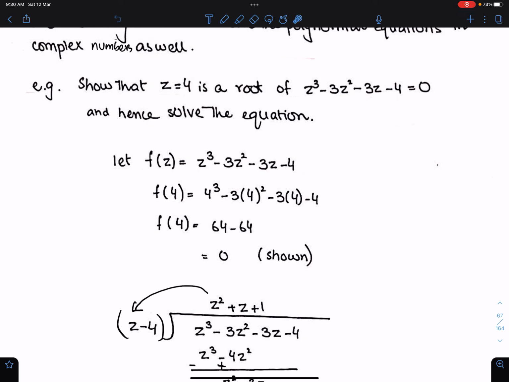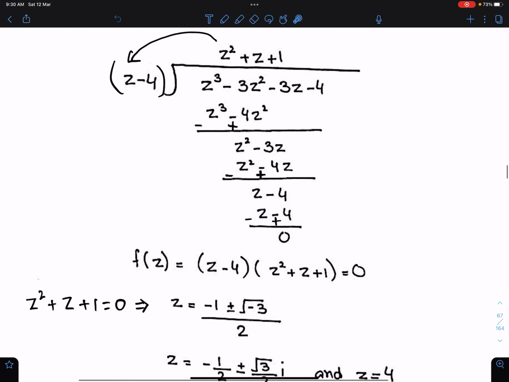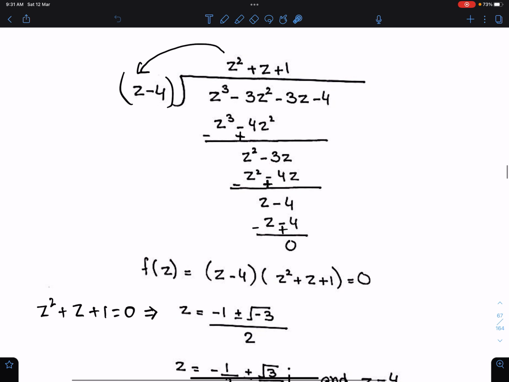The second part of this question is hence solve the equation. For that, we need to use the long division method. You can use synthetic division or the comparing the coefficient method if you want. So this is the linear factor of this equation. You all know how to do long division. In long division, we divide this first term by this first term.